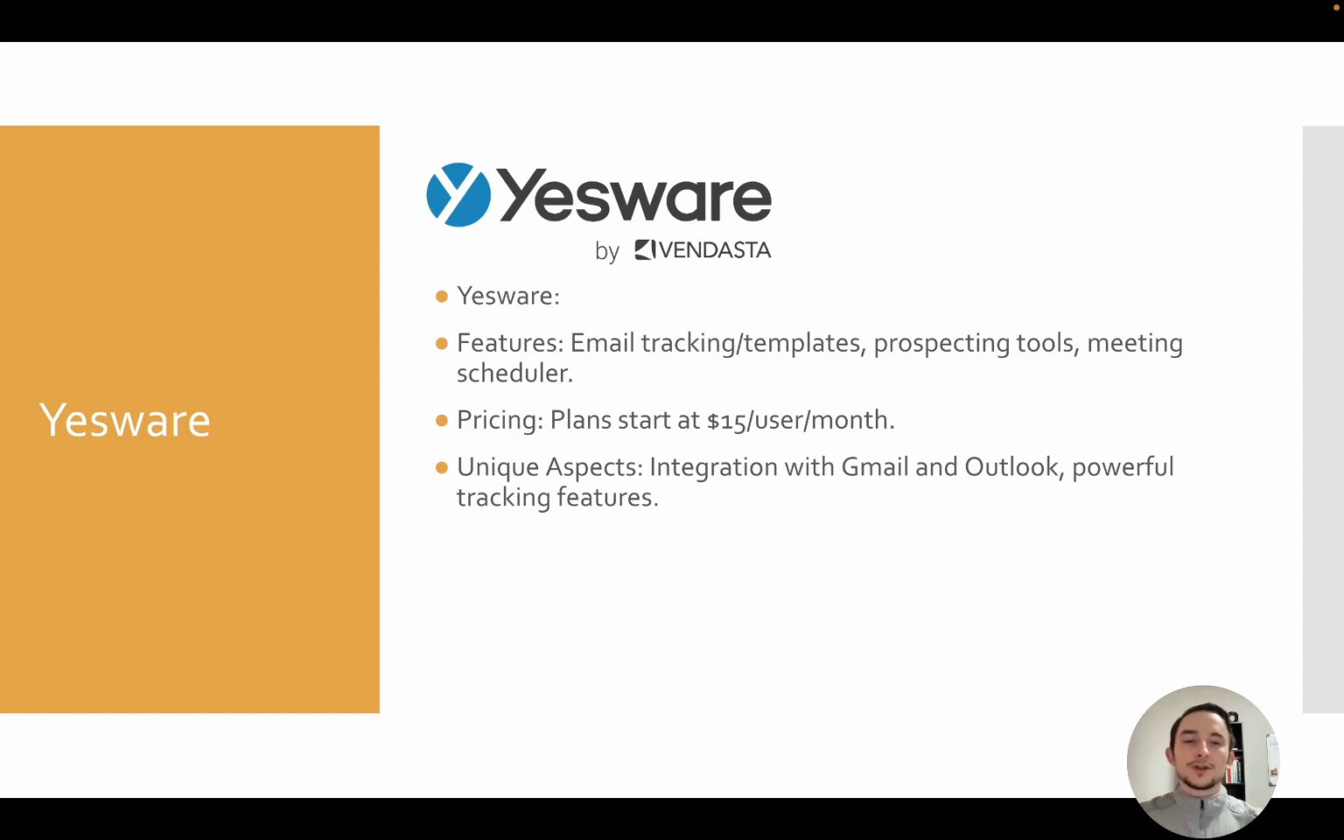Meeting scheduler, just like the last one with Reply, they have a meeting scheduler as well, so you can do your outreach, but actually start booking meetings right inside the platform. And it only starts at $15 a month. It's actually the most affordable one on this list. So whether you're a freelancer, you're in corporate or run a business, if you're kind of on a budget and you're looking for something more affordable, Yesware is very, very good for that.